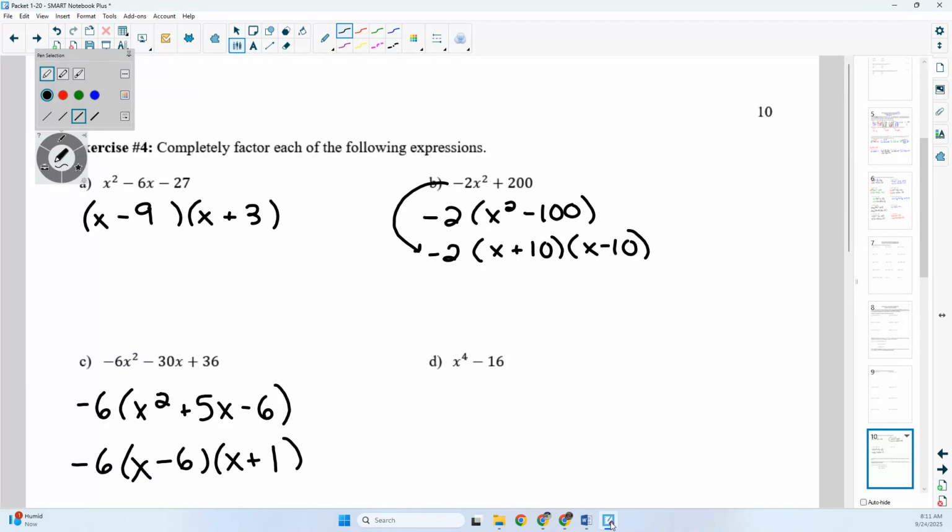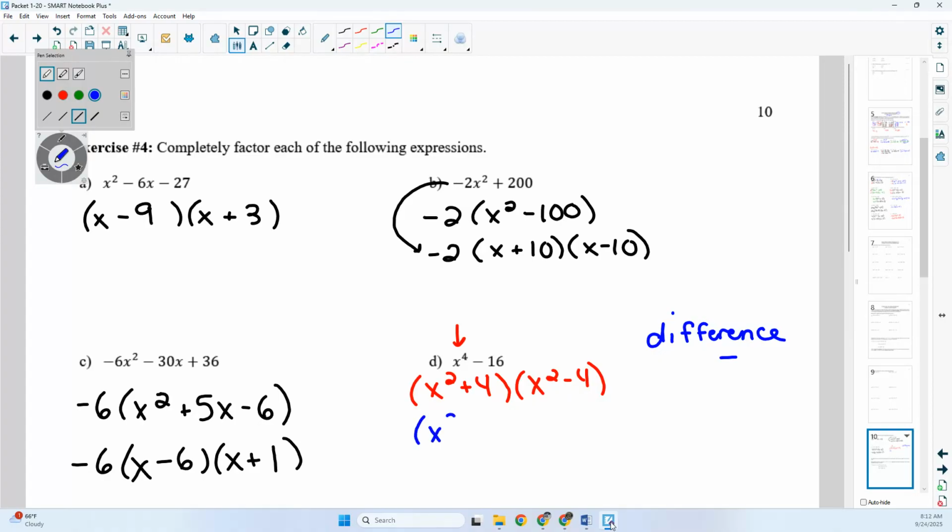The last one is something a little bit new. So this is difference of perfect squares because x to the 4th is a perfect square. So I'm going to write down x squared plus 4 and x squared minus 4. And when I look at this word difference, we know that means subtraction. And in class, we've talked about why it doesn't work for adding. So that's something that you could ask about if you don't remember. So this one has adding. It has to stay, right?